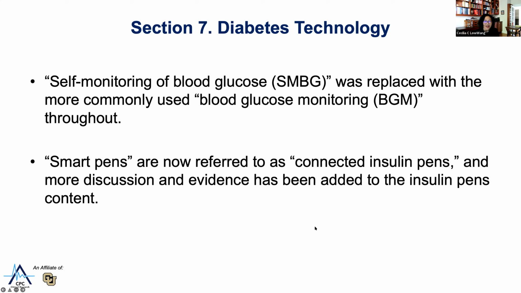And then there are these things called smart pens. I don't know if anyone has heard of them here, but they've now changed smart pens over to the term connected insulin pens, and it's pretty cool. These connected insulin pens are basically where you can take fast-acting insulin, put it into these connected insulin pens. They need cartridges. And then basically the pen remembers how many units you took and at what time.